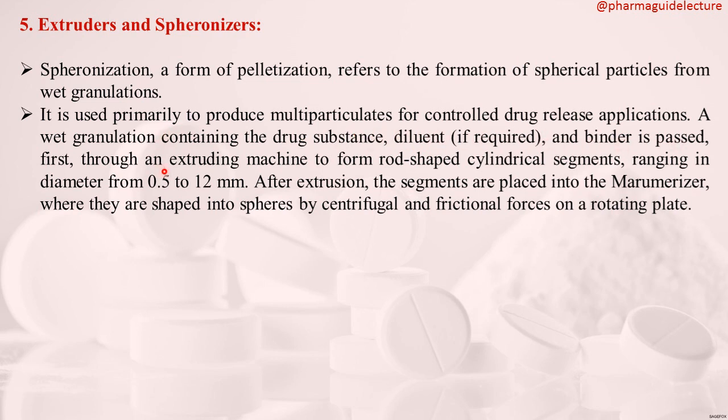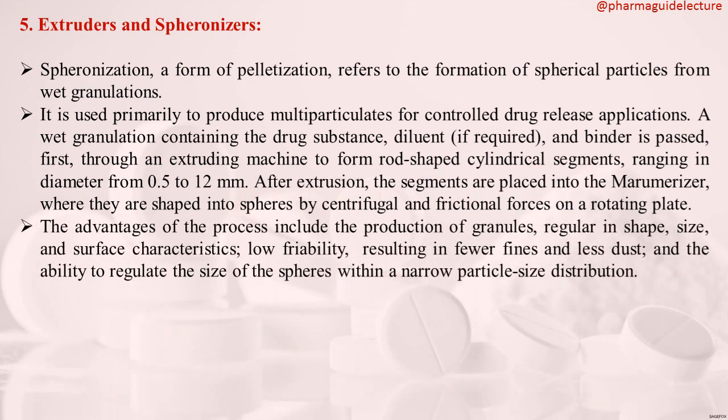These are passed through an extruding machine to form rod shaped cylindrical segments. This damp mass is passed through the extruding machine to form rod shaped cylindrical segments ranging from 0.5 to 12 millimeter in diameter. After extrusion, the segments are placed in a marumerizer where they are shaped into spheres by centrifugal and frictional force on a rotating plate. This plate will rotate, producing a centrifugal and a frictional force, and these forces will result in formation of the sphere from the rod shaped cylindrical segments.